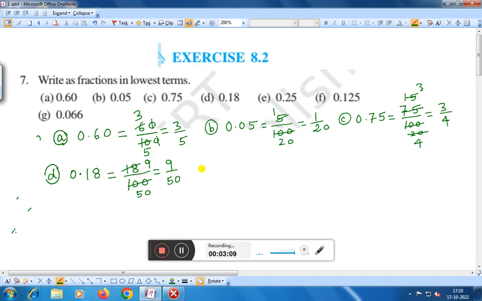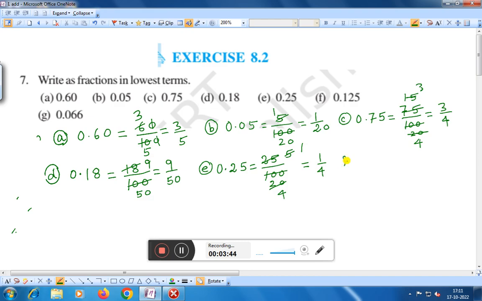Right? Now question number E is 0.25. Then it can be written as 25 by 100. If we divide it by 5, 5 5s are 25, 5 2s are 10, 0, again 5 1s are 5, 5 4s are 20, then it is equal to 1 by 4.